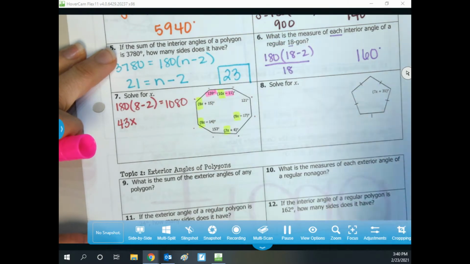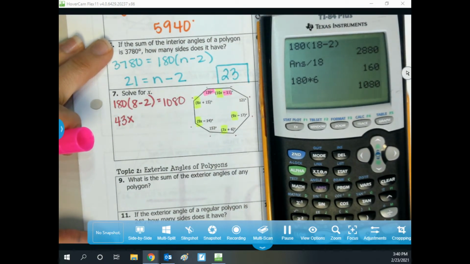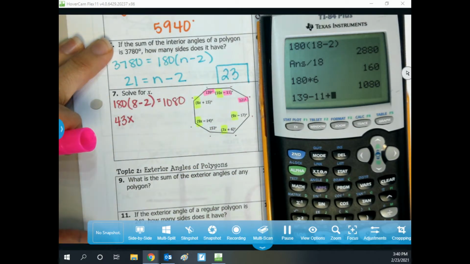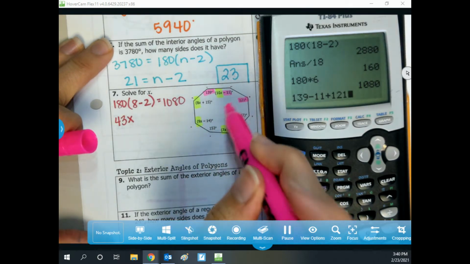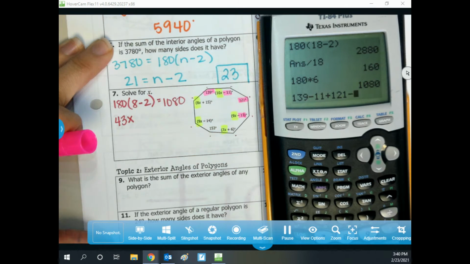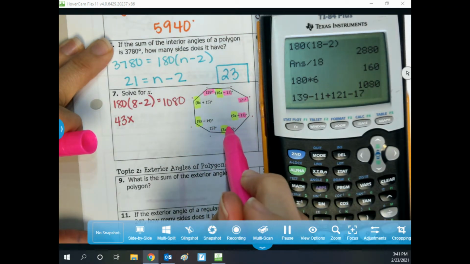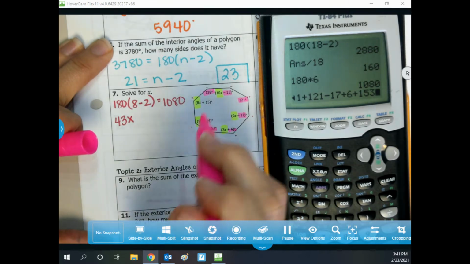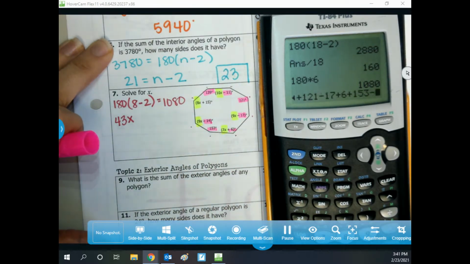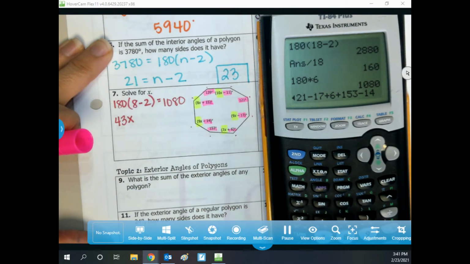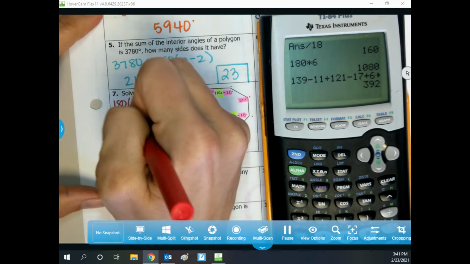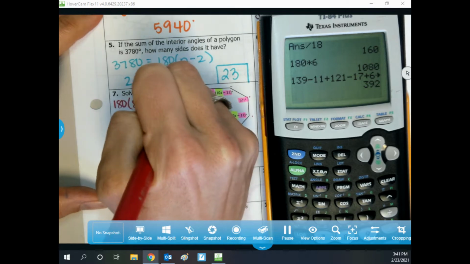139 minus 11. So we'll go ahead and keep a running total here. 139 minus 11 plus 121 minus 17 plus 6 plus 153 minus 14 plus 15 equals 392. So 43x plus 392 equals 1080.